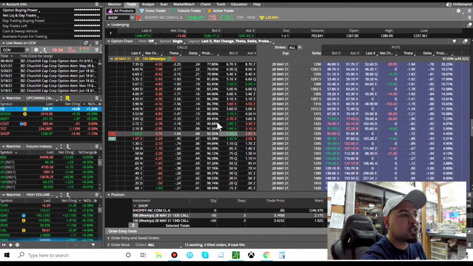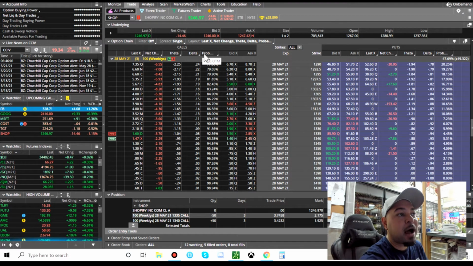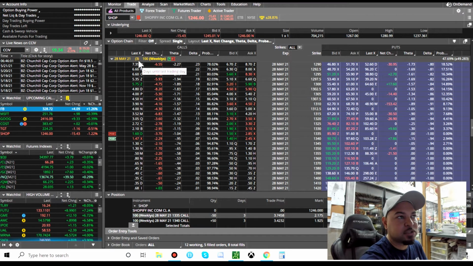But the point I'm trying to make is look at the percentage. This right here, prob OTM, stands for the probability of the option being out of the money. There's a 92.5% chance this option will be out of the money within 3 days, by the end of the after hour session this Friday. That's why I'm going to just sit on it, let it run.